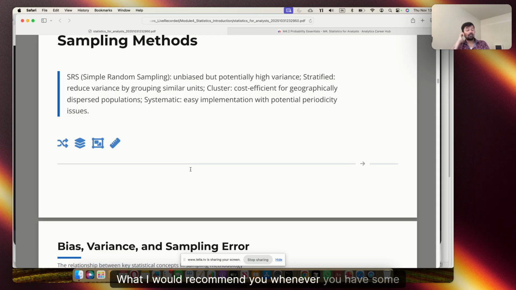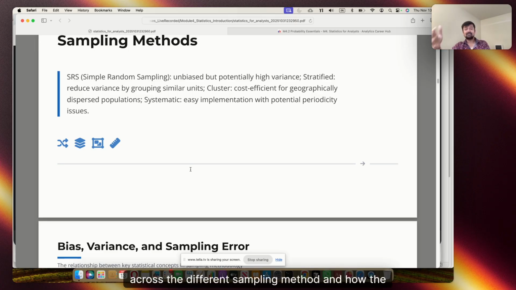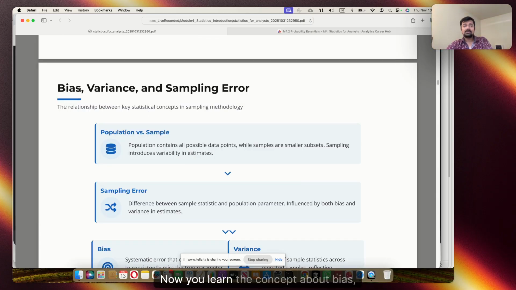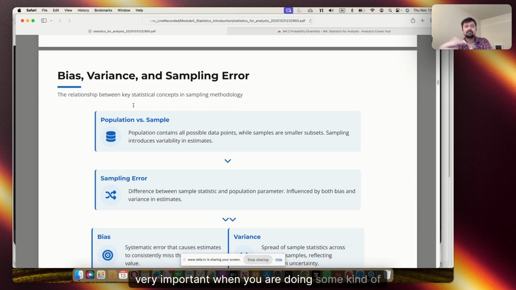What I would recommend is, whenever you have some kind of dataset with some number of instances, try all four and see how the variance varies across the different sampling methods, how the groups vary, and how the bias varies across the different groups for the sampling methods that you are trying. Now you learn the concepts of bias, variance, and sampling error. These are very important when you are doing some kind of sampling.